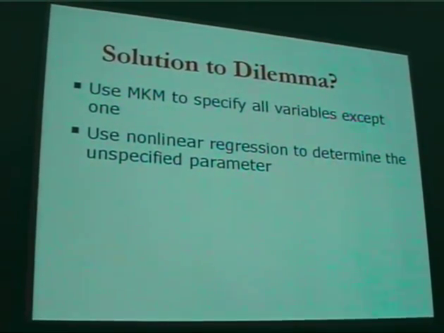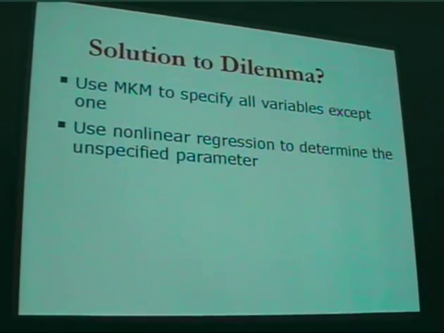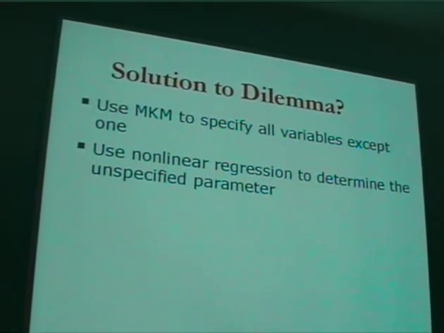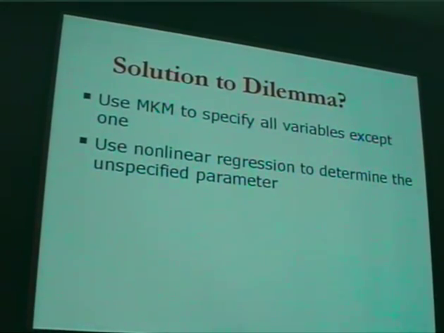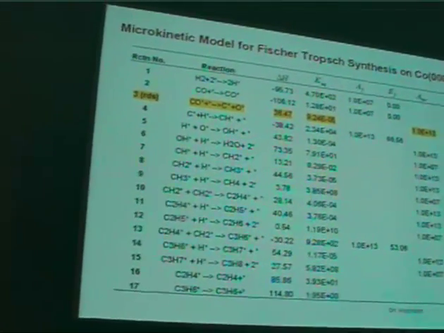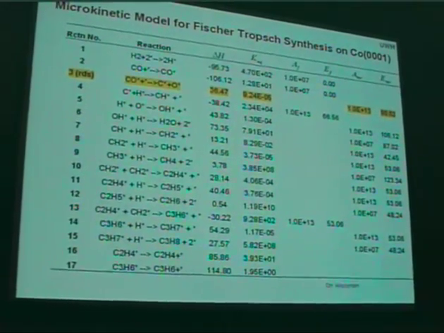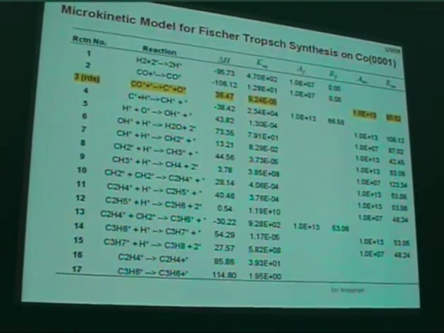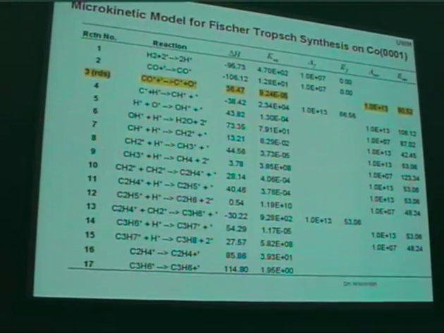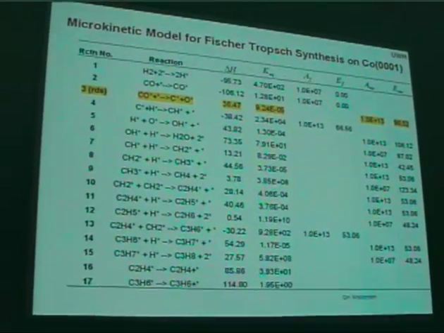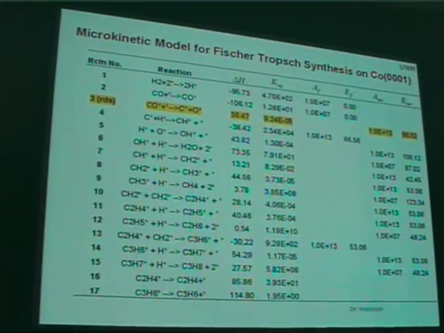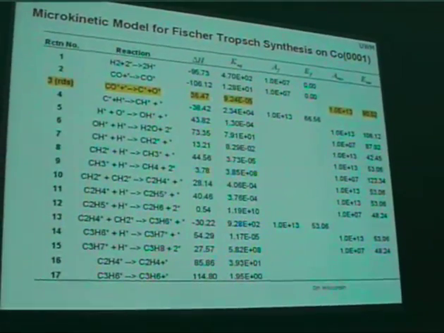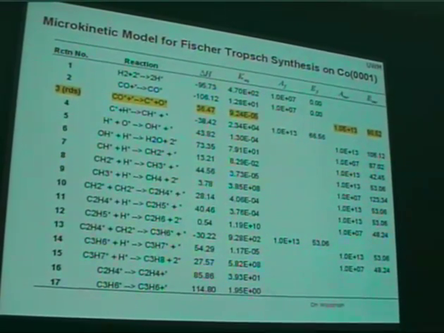Well, what's the solution to the dilemma? Use MKM to specify all the variables, except one. And then you can use that to fit the data. And use a nonlinear regression then to determine the unspecified parameter. And so this is what we did using now this new microkinetic model from the University of Wisconsin. What we did then was to fit the data, but as we were going through this process, we realized that these data here for the cobalt 0001 surface, which is the flat basal plane, have a different rate determining step than the one that we predicted, which was carbon hydrogenation. And so this posed a little bit of difficulty.